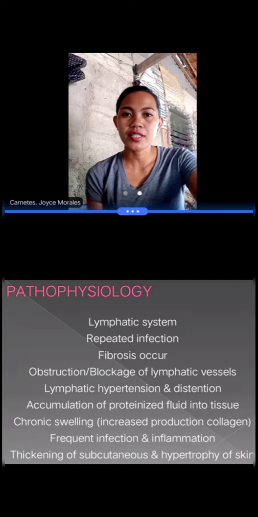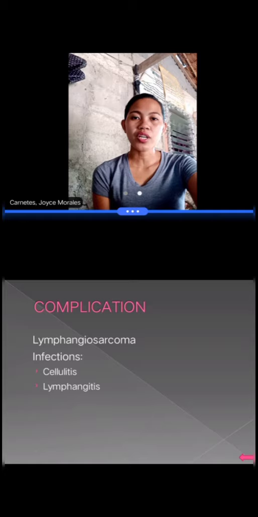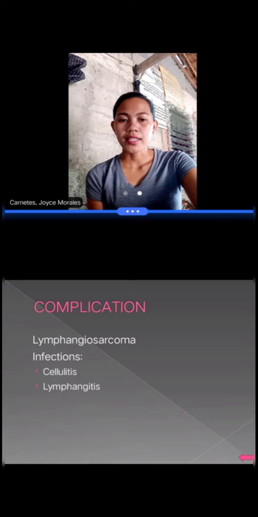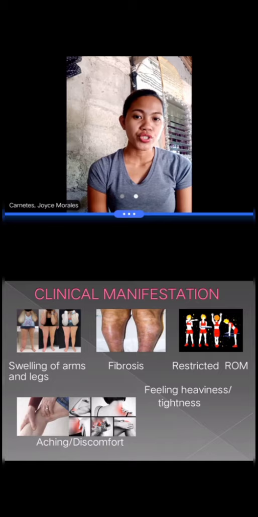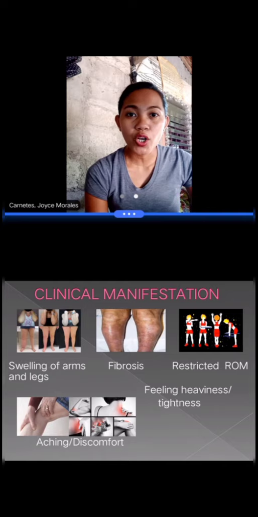So the complications will be lymphangiosarcoma and infections such as cellulitis and lymphangitis. The clinical manifestations of lymphedema are swelling of the arms and legs, fibrosis, restricted range of motion, a feeling of heaviness and tightness, as well as aching or discomfort.